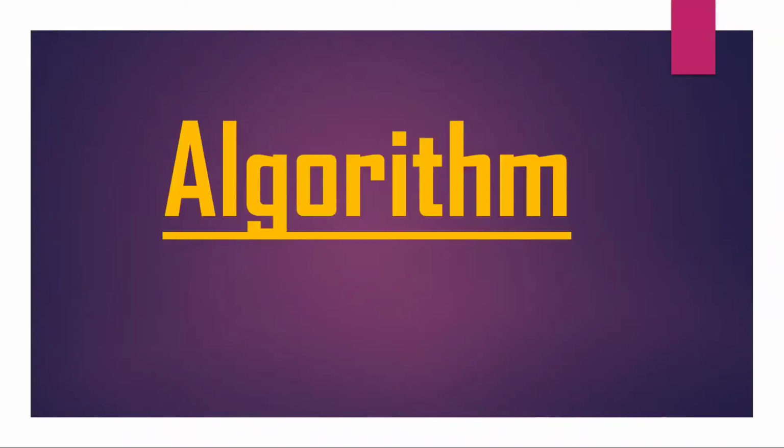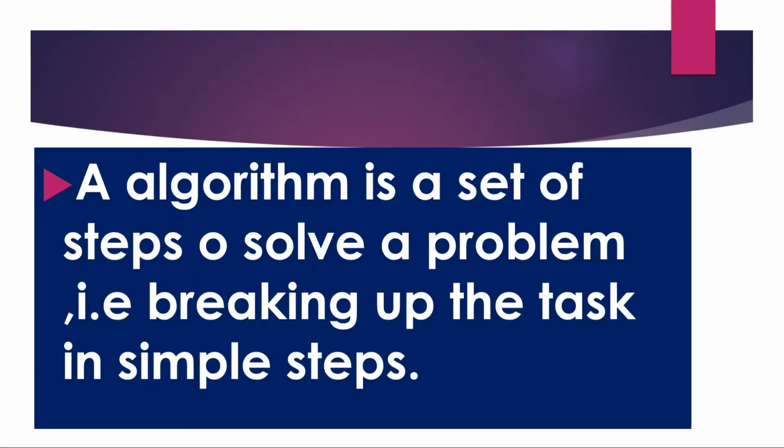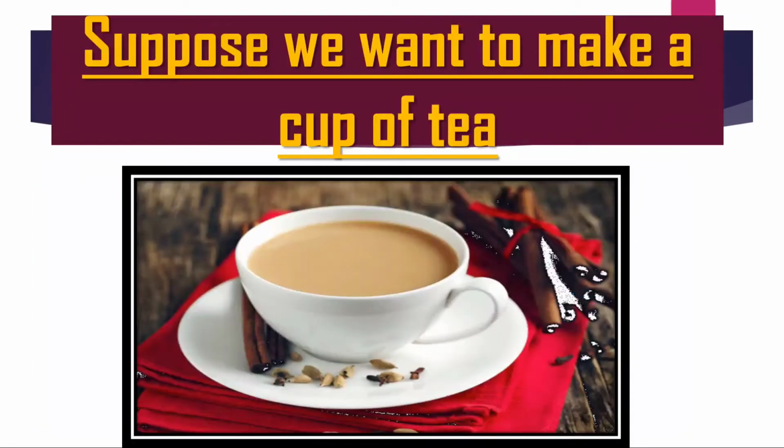So in this part we will start with algorithm. Algorithm basically means to write something stepwise. An algorithm is a set of steps to solve a problem, that is, breaking up the task in simple steps. In other words, if we have a big problem and we want to solve it, we should break it in small pieces and solve the problem one by one. Okay, let's take an example and understand what is algorithm.